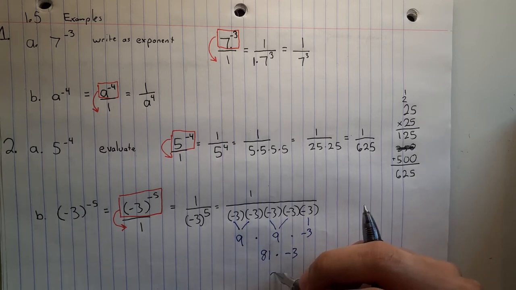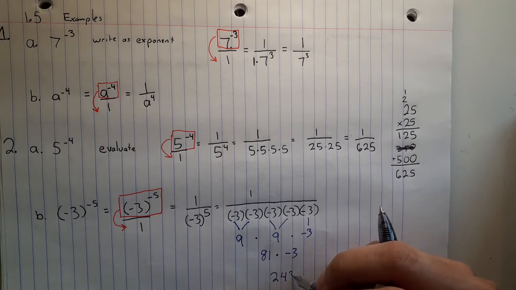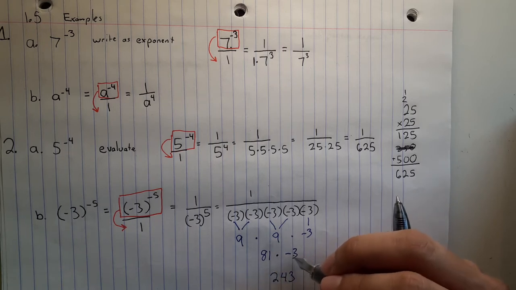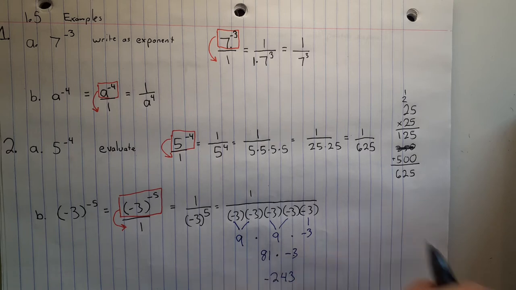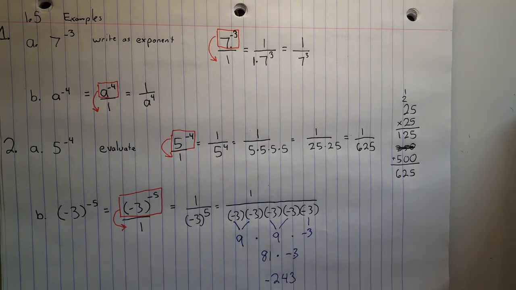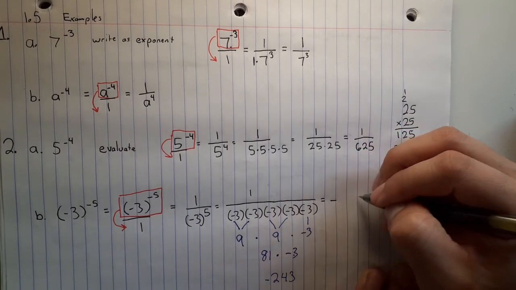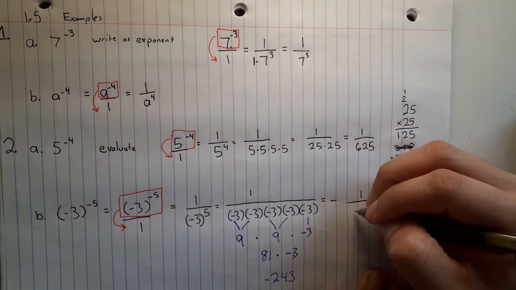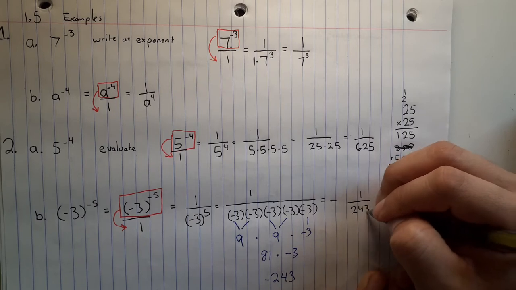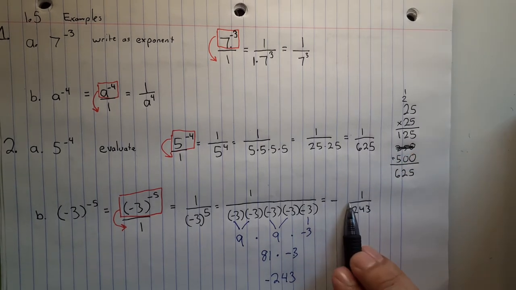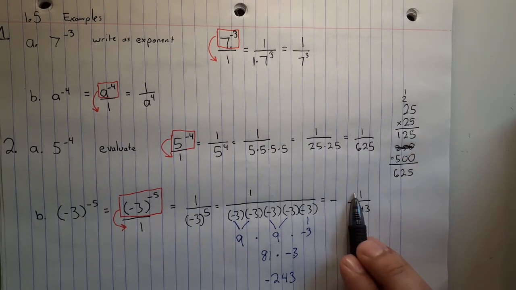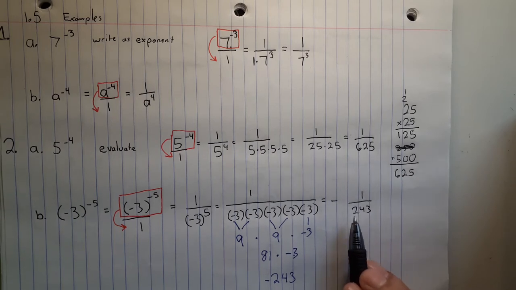And that should give us 243, because 8 times 3 is 24, 3 times 1 is 3, and that would be a negative. So our answer would be negative 1 over 243. You could put the negative in front of the fraction bar, with the negative 1, or with the 243. Make sure it's there.